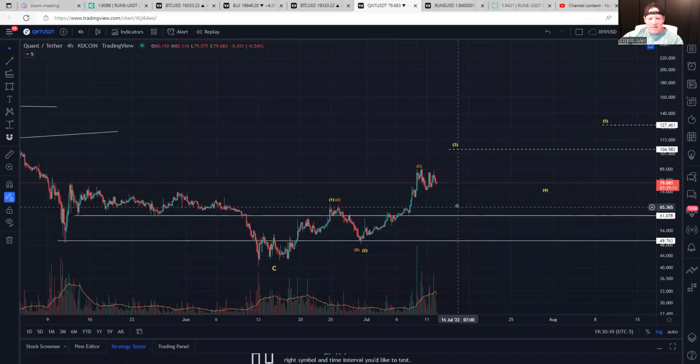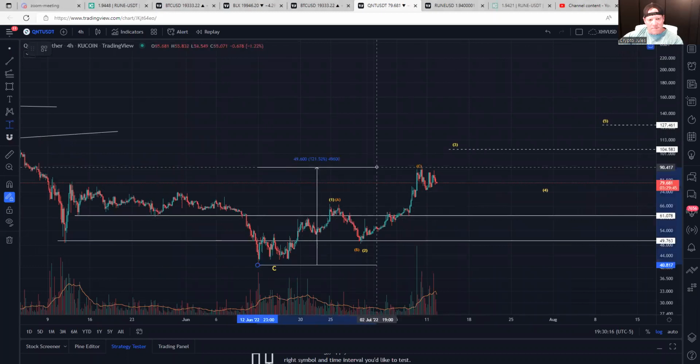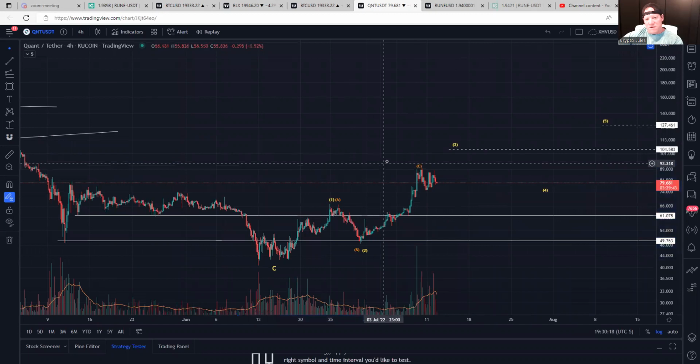So like I had said, since QNT bottomed here, it's gone up over 100%. We are at basically 120% since the bottom. And guys, I'm going to get into the macro right after this too. So don't hop out of here too early, or you will miss my macro chart of this sucker.